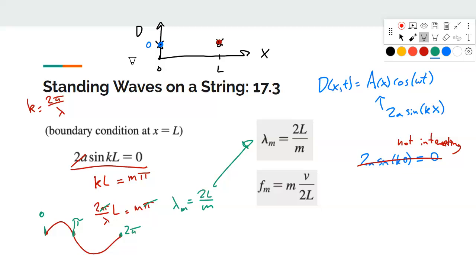And if we convert wavelength to frequency using the velocity, we can find the frequencies of these standing waves. And we call these harmonics. So when m equals 1, this is often known as the fundamental frequency. And you can see m here for frequency is in the numerator. So m equals 1 is the lowest pitch that you can make with a system like this.